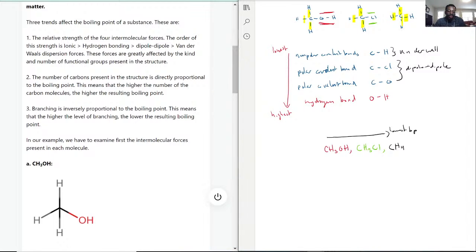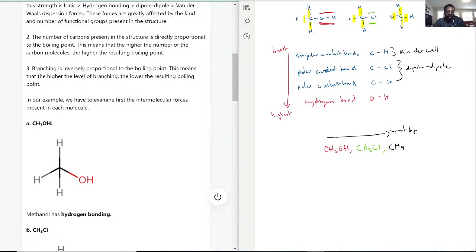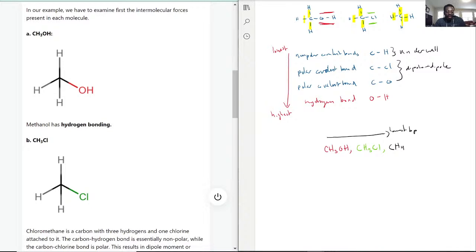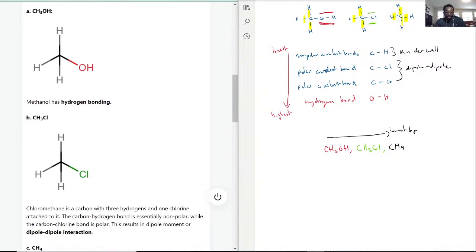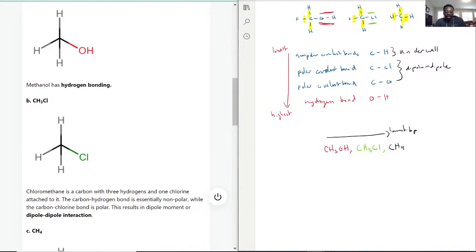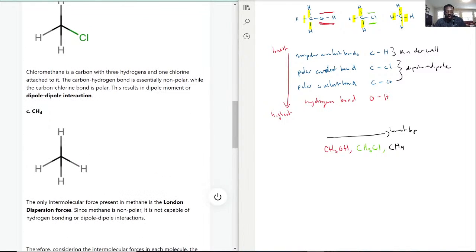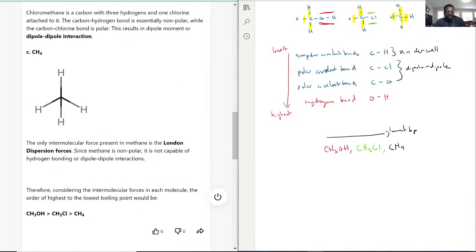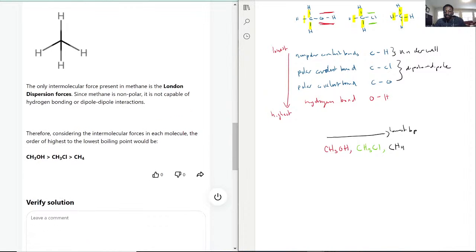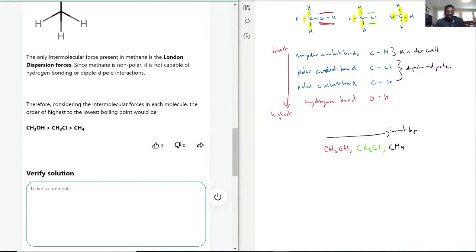So we have CH3OH. Methanol has hydrogen bonding, which is what we know. Chloromethane has a dipole-dipole interaction, and this one is just van der Waals dispersion forces. So the order is CH3OH, CH3Cl, and CH4.